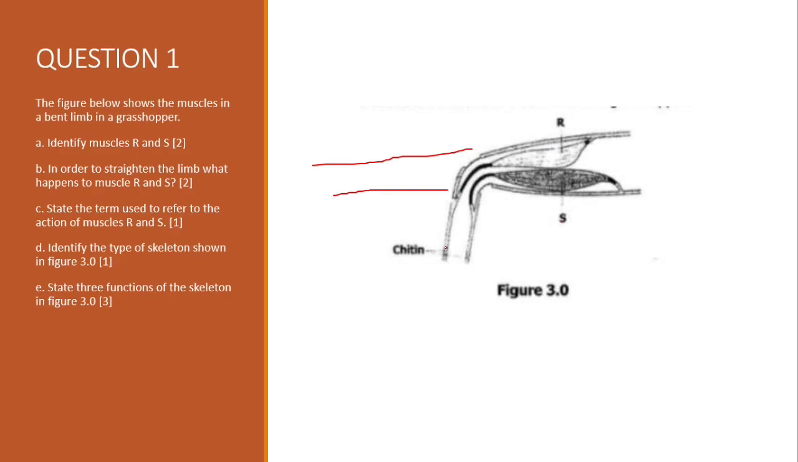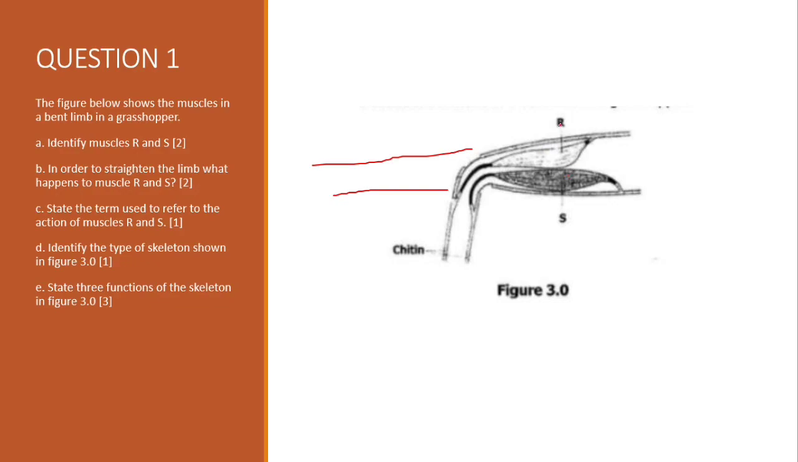Alright, question C. State the term used to refer to the action of muscles R and S. So the term is antagonistic. By antagonistic, it simply means when one muscle contracts, the other muscle relaxes. So the contraction of one muscle depends on the relaxation of the other.